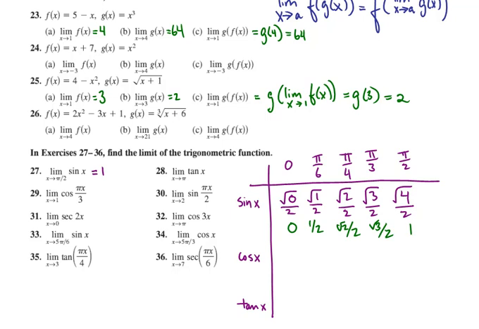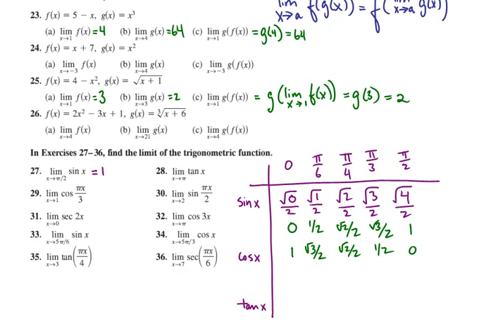For the cosines, all we need to do is flip that list around. So we start from 1, square root of 3 over 2, square root of 2 over 2, and then 1/2 and 0. Finally, to find tangent, since tangent is sine over cosine, all we need to do is divide down. 0 over 1 is 0.